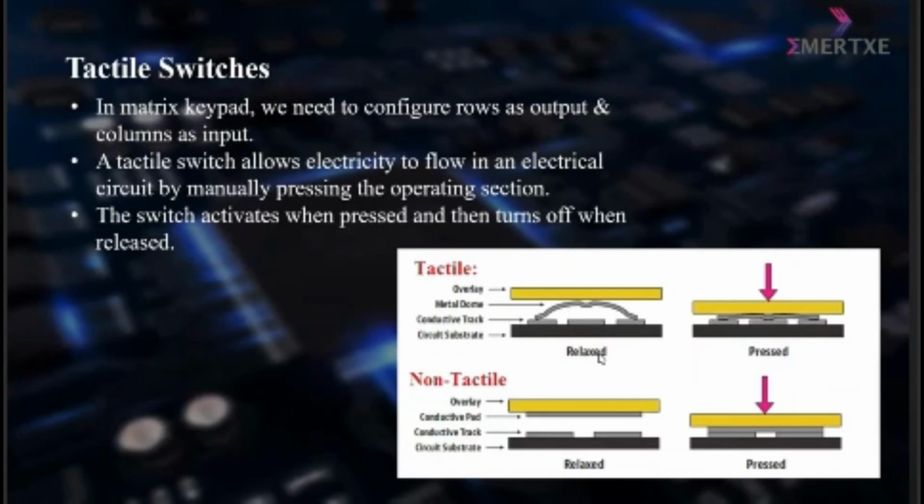When the tactile switch is relaxed, the overlay, metal dome, conductive track and circuit substrate will be present. And when it is pressed, it is as shown. In non-tactile switches, there will be no conductive track and it is attached to the overlay. One is relaxed and the other is pressed.